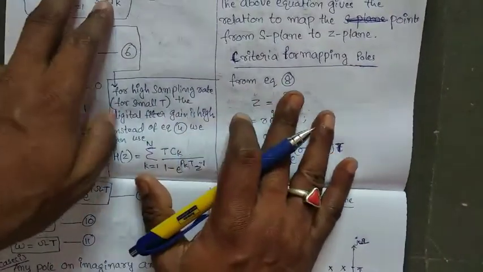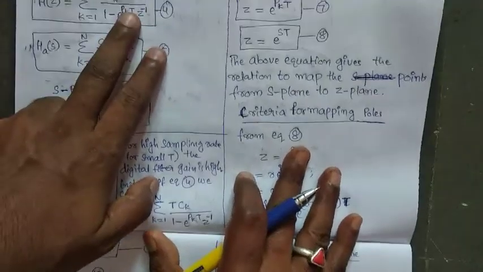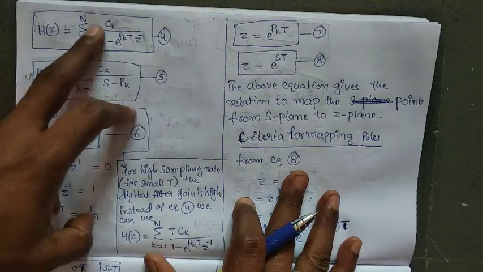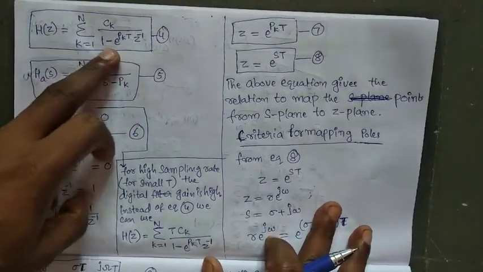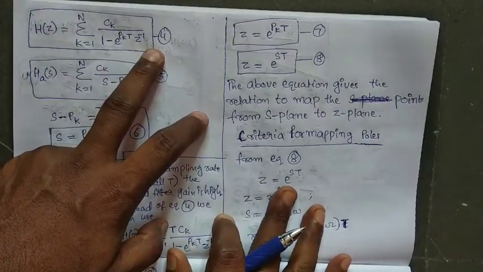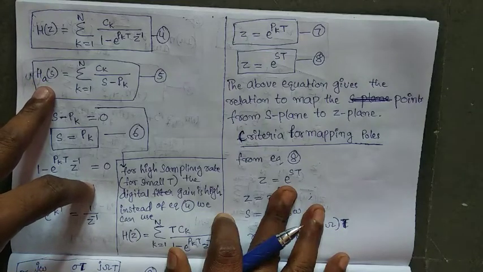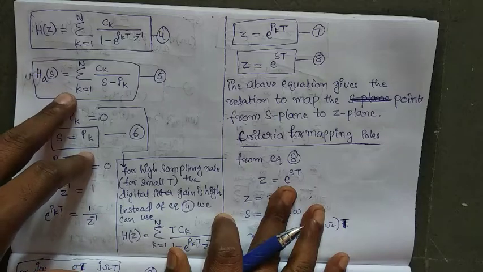Here h of z is equal to what? Summation k equal to 1 to N ck by 1 minus e power pk T into z power minus 1. I am taking this as equation 4. Here we recall the transfer function of the analog filter. Ha of s is equal to what?